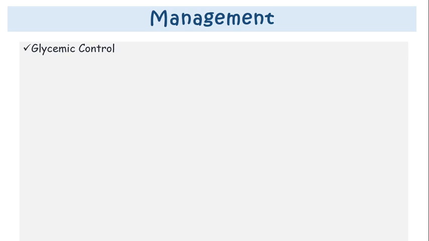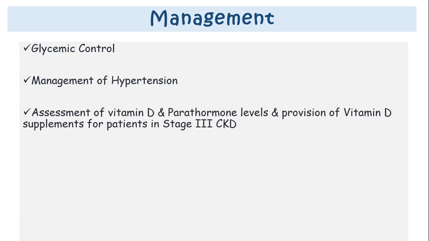So whichever the way, if diabetes has occurred, you have to keep the blood glucose level under control. At the same time, you have to manage hypertension. You have to assess the patient's vitamin D and parathormone levels, because the active form of vitamin D is produced in the kidney. So when the kidneys are damaged, the kidney becomes unable to produce this vitamin D.